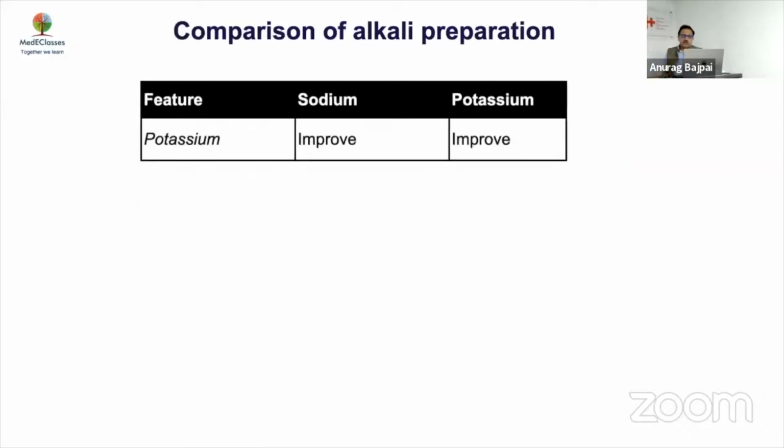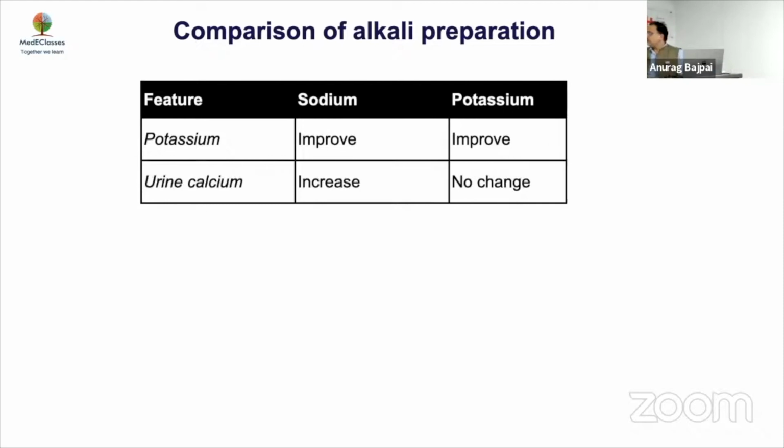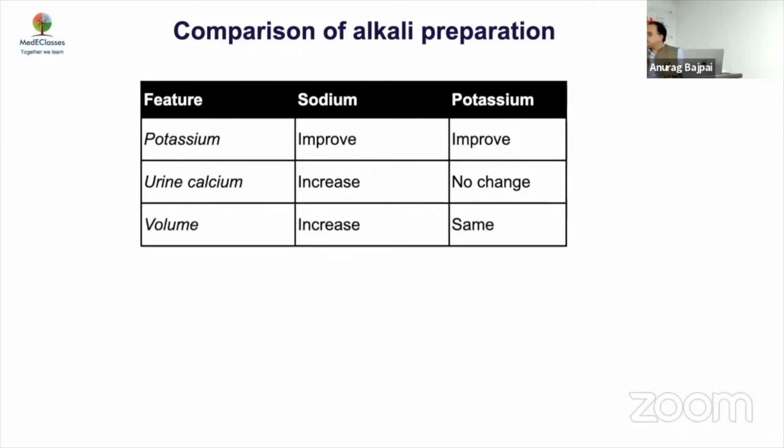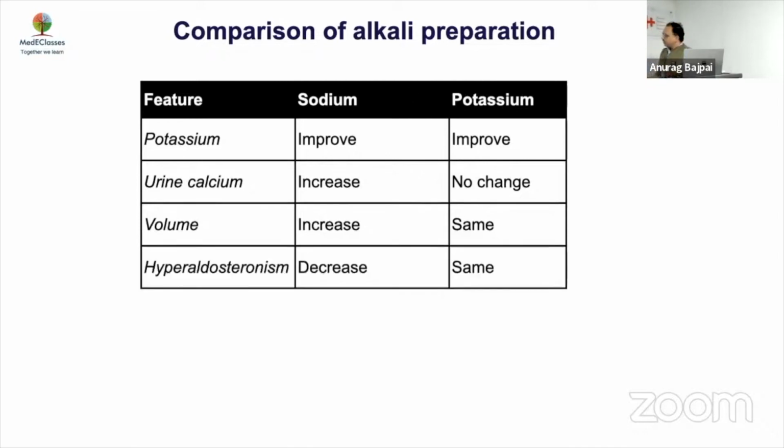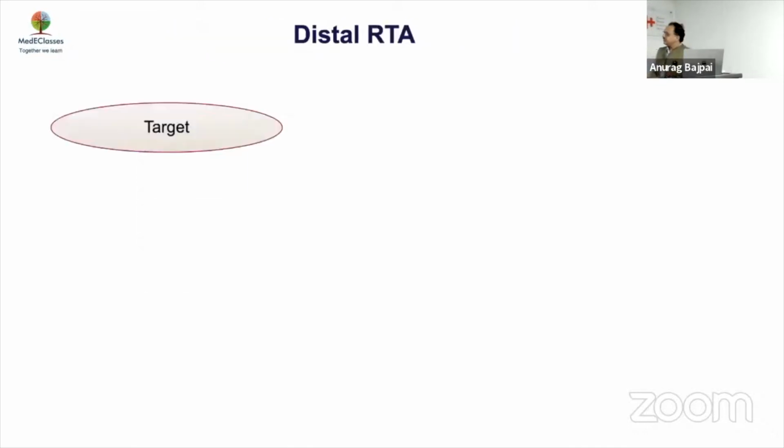Now, if we compare somebody whom you're giving sodium and potassium preparation, potassium will improve with both of them, but urinary calcium may increase with sodium. So you have to be careful about this, because if you give more sodium, you have to get that sodium inside the body and calcium will be exchanged. This is an important point. And of course, your volume will improve. So in that way, your RAS axis suppression will be better with the sodium. So both preparations have their advantages and disadvantages, which you look at, and hyperaldosteronism will decrease in that setting.